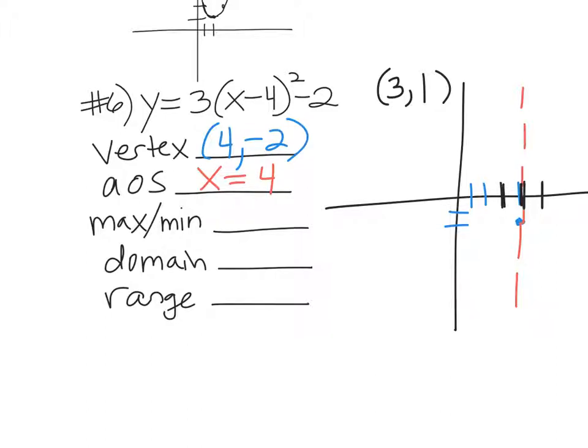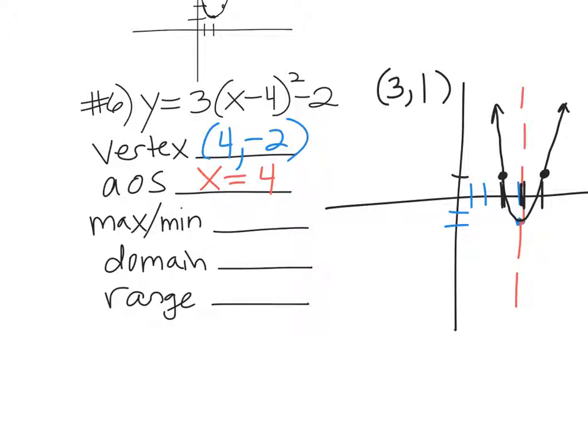So let's go ahead and plot the point 3, 1. But guess what else? I would have this point over here because it's symmetric, right? And now I can graph my parabola, because if you have 3 points, you can do a pretty good job at graphing a parabola, because you know it's a U shape, you know where it goes.